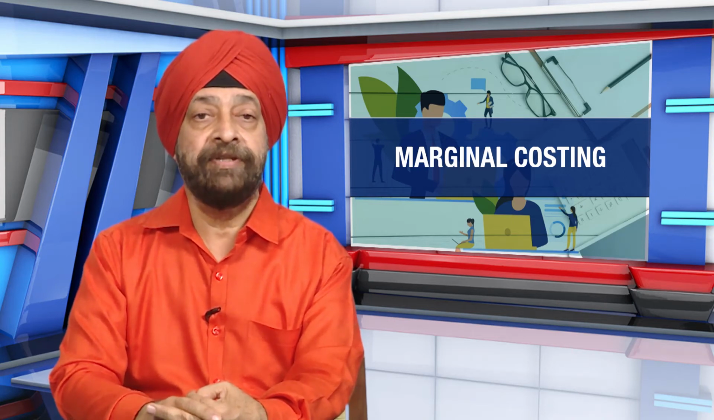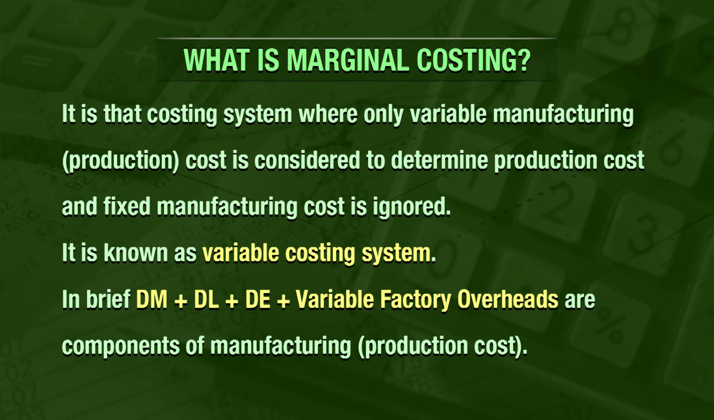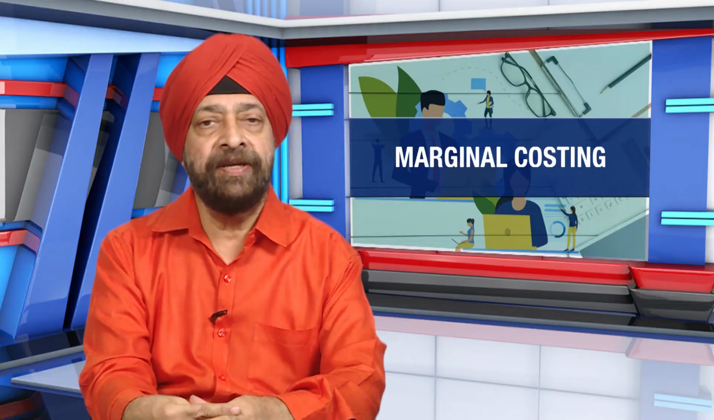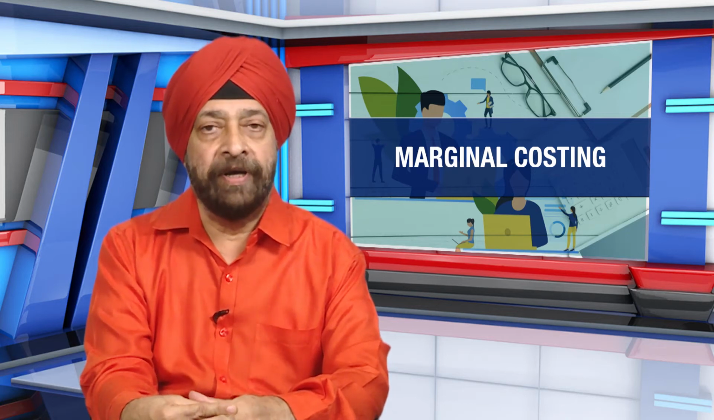Now, let us have information on marginal costing. What is marginal costing? It is that kind of costing system where only variable production overheads and direct costs are to be taken into account. Here, direct material, direct labor, direct expenses and variable factory overheads will be considered to arrive at production cost of a product or service. In the initial stage of this chapter, we have taken information about direct cost and indirect cost. Here, the question is of cost determination of product and services. But which cost? Production cost.